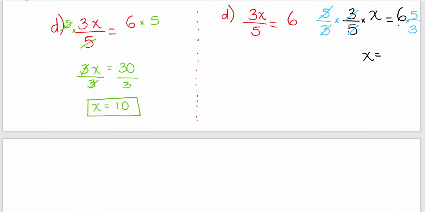And on the other side, I have 6 times 5 over 3. I'm not solving it yet because I want to show you, like in this case, it's very simple, but sometimes you get numbers that are a little bit more complicated. So I want to show you that here you can cancel out the 6 divided by 3 is 2, and 3 divided by 3 is 1. So I get that x is equal to 10.